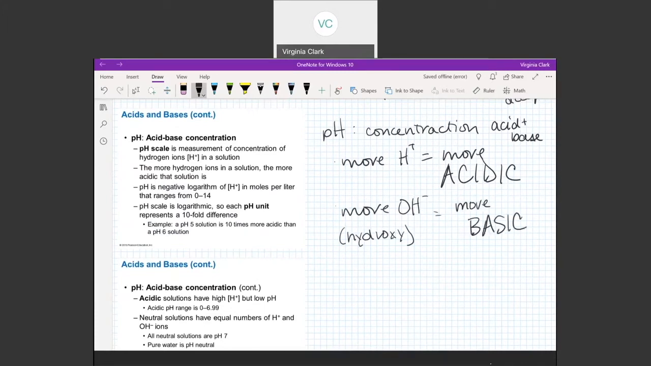So more acidic is related to hydrogen ions, basic is related to hydroxyl ions. And so this is a really important thing. The more hydrogen ions in a solution, the more acidic that solution is. So remember that. When we're talking about this, we're going to talk about something called a pH unit, and that will range from 0 to 14.